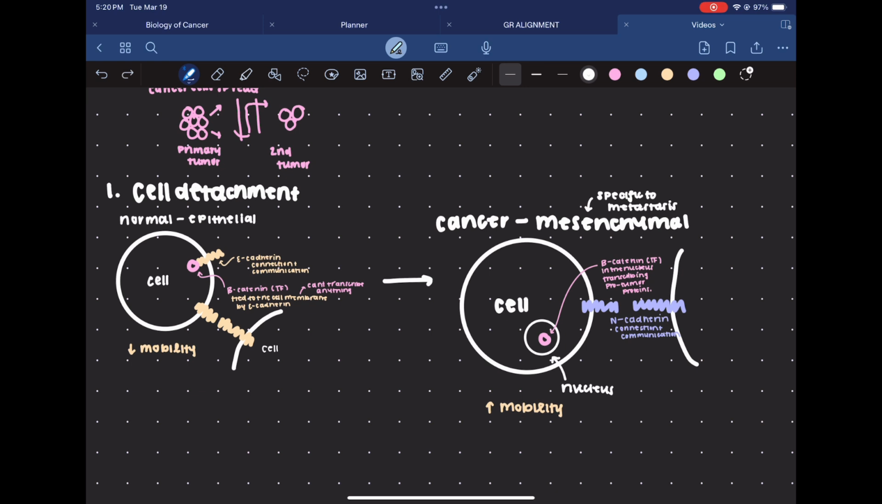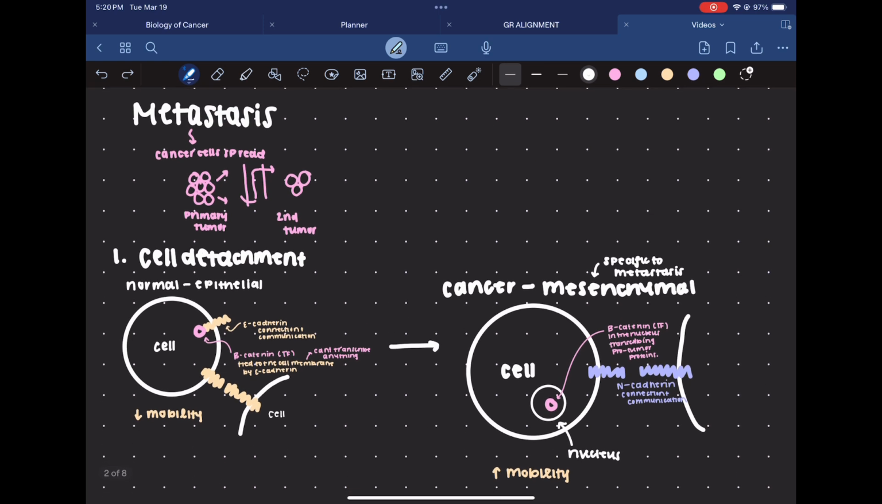All right, so that is an overview of this first step of metastasis. In the next video, we will talk about our next step, which is that basement detachment idea.